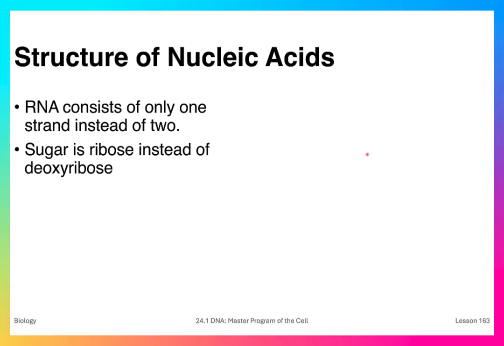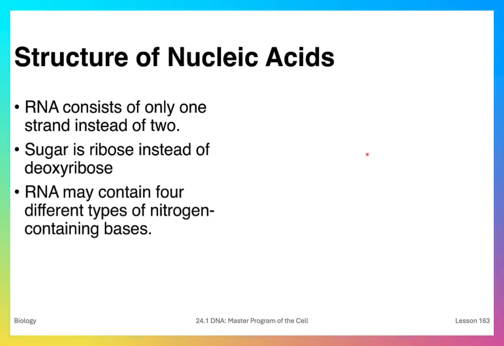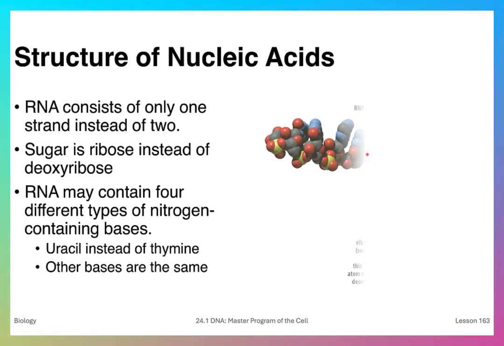Now, RNA is different in that it only contains one strand instead of 2, and the sugar molecule is ribose instead of deoxyribose. And RNA contains 4 different types of nitrogen-containing bases. 3 of the 4 are the same as DNA, and uracil is substituted for thymine.